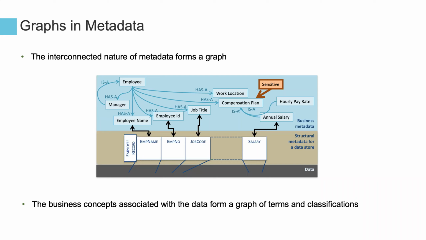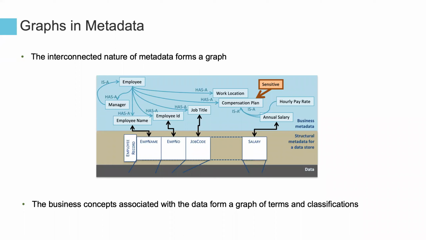They have an employee name, an employee ID, and a job title, which is stored in the database as job code. But the terms we're using up on the higher part of this slide are really the business vocabulary rather than the technical, structural terms in the bottom. And regarding salary, we can have business terms associated with compensation plans, which could either be an hourly pay rate or an annual salary.